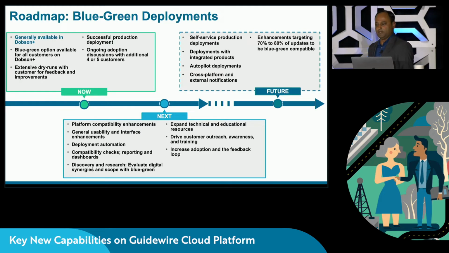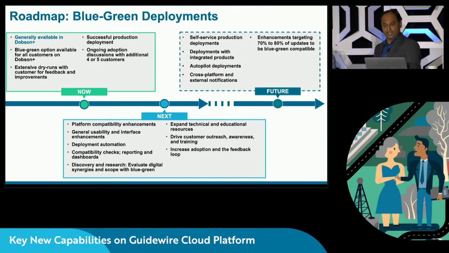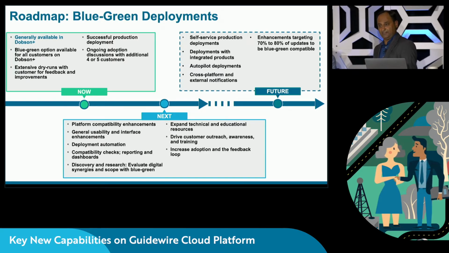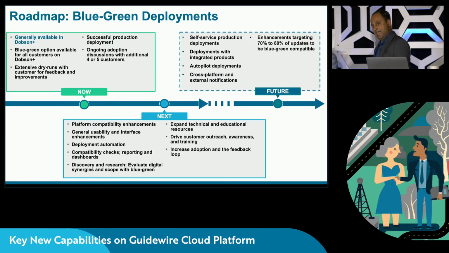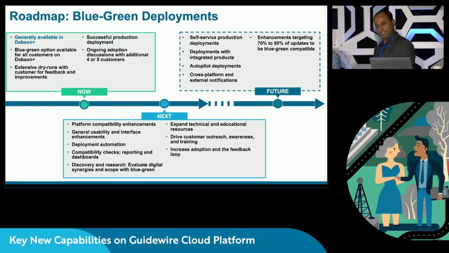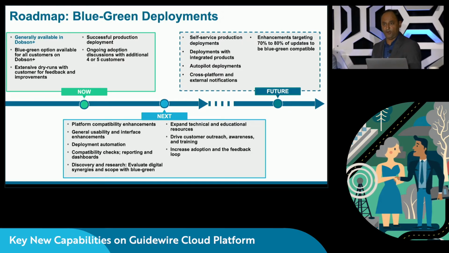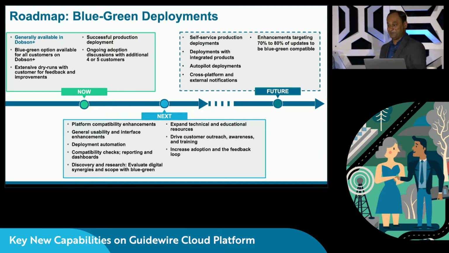Finally, the roadmap. We released the generally available version in Dobson Plus. We have been working with customers, doing several dry runs and production runs. Over the past 2 releases, Elysian and Flynn, we upgraded and enhanced the usability, automation, and the compatibility. I'm expecting with the Flynn release, about 40 to 50% of your upgrades will be blue-green compatible, but let's see. I'm looking for more feedback on how it actually works.